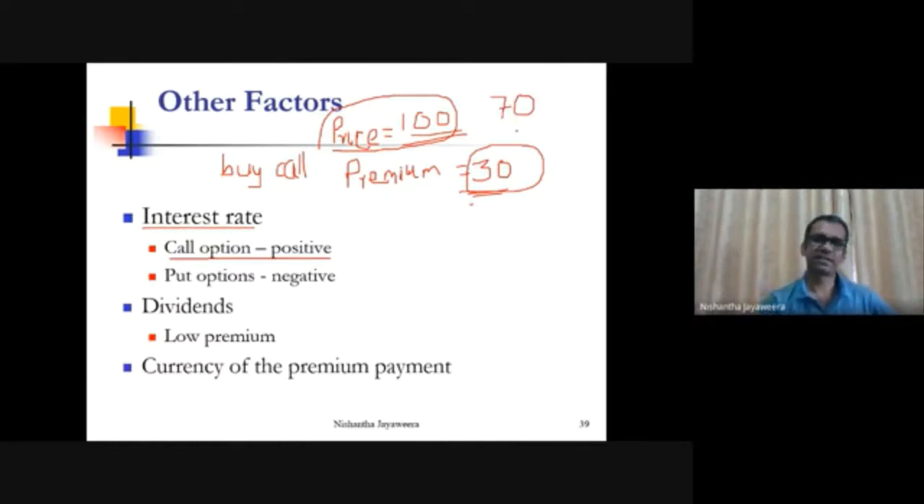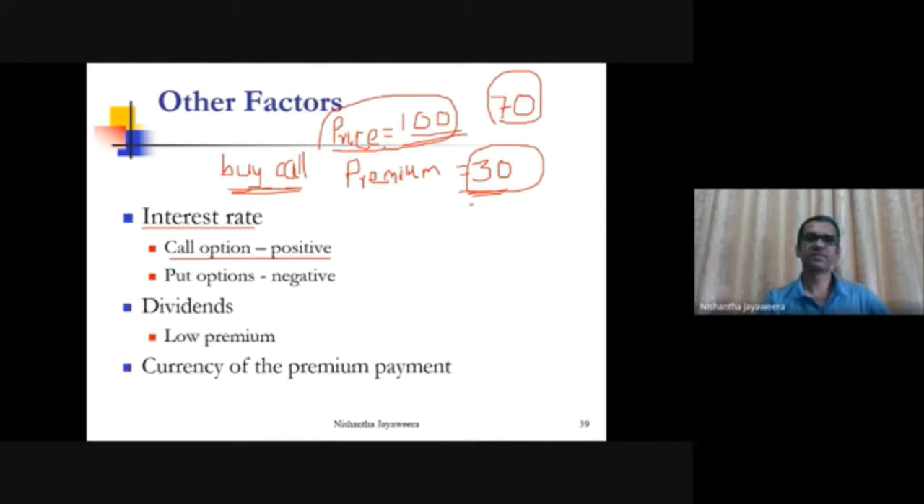When the market interest rates are high, you get high interest income on that. So therefore people tend to go for the call option instead of buying the underlying asset. So when the demand for the call option increases, premium increases. So therefore, between call option premium and interest rate, there's a positive relationship. The opposite happens for a put option, because in the put option you get an option to sell in the future at the strike price.